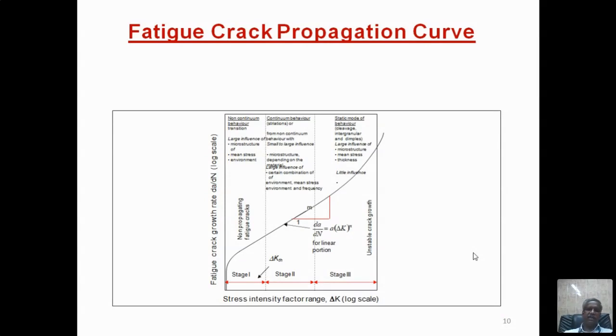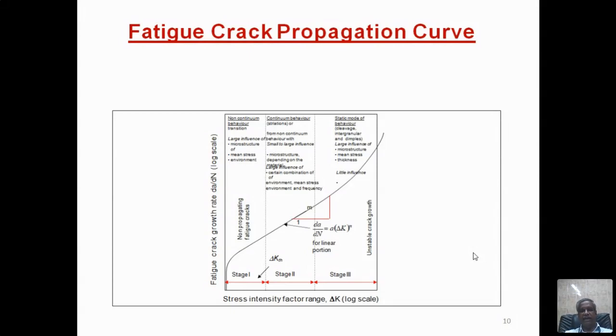Stage 2: once it slowly reaches stage 2, the stress intensity factor range is sufficient to drive the crack at a constant speed. In stage 2, you see that the crack growth rate is linear. It varies linearly, and the slope is constant everywhere. People call this the Paris regime. Paris was a fracture mechanics scientist who developed the equation for defining that stage 2 crack.